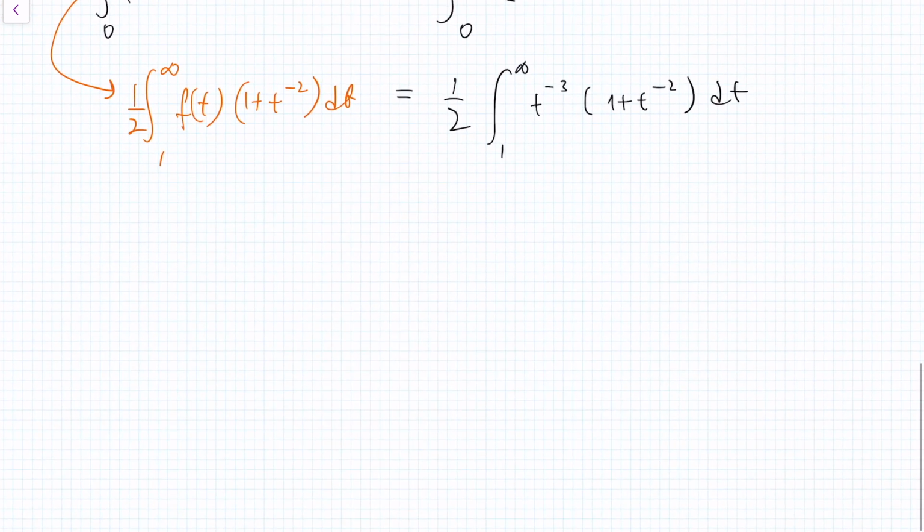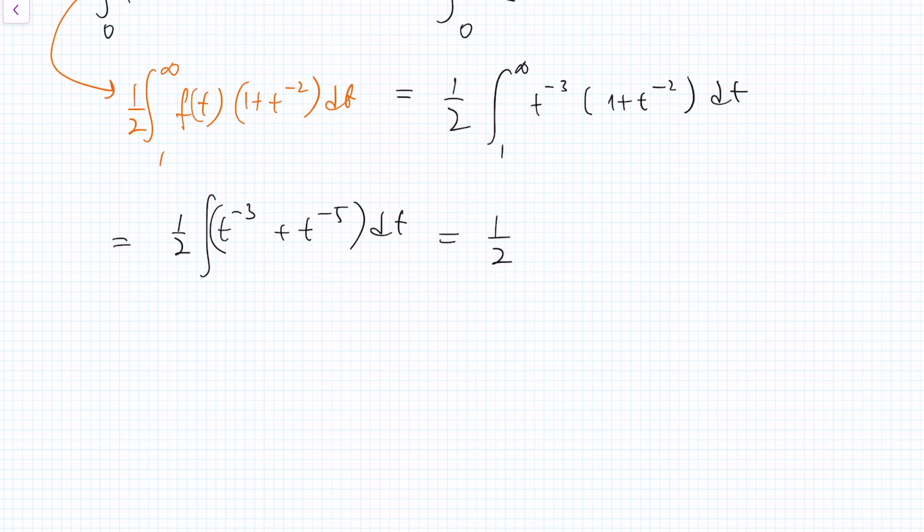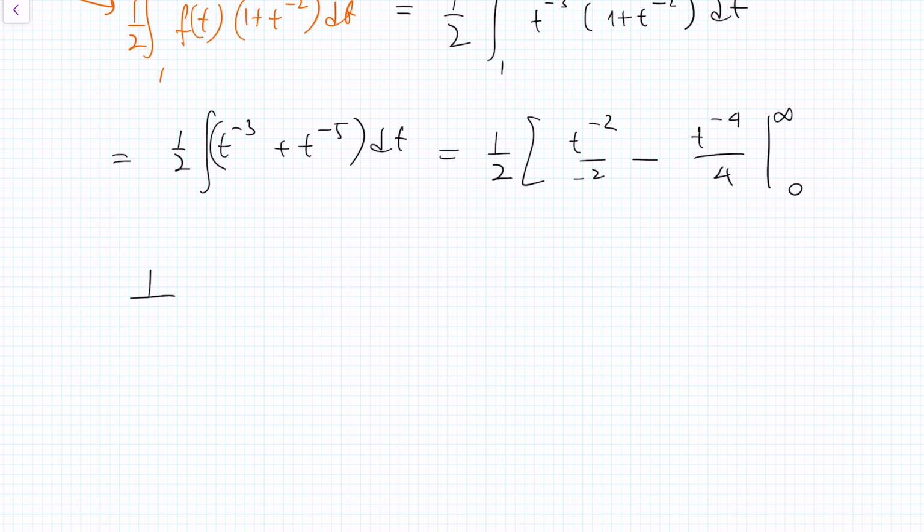Okay, so all we have to do is do this integral. That's equal to 1 over 2 times the integral of (t to the minus 3 plus t to the minus 5) dt. So if we do the integral, we get t to the minus 2 divided by minus 2, minus t to the minus 4 over 4, from 1 to infinity. Now notice 1 over t to the minus 2 is equal to that, and as t tends to infinity, this will tend to 0. The same argument for t to the minus 4.